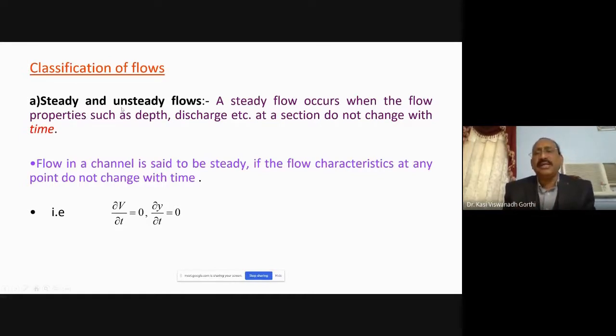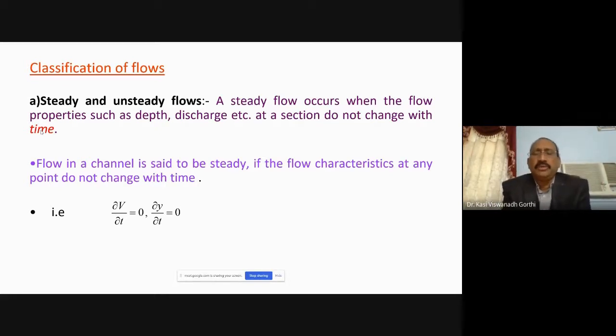A steady flow occurs when the flow properties such as depth of flow, discharge, etc. at a section do not change with respect to time. So you have a canal, and at a particular section, at 7 a.m. in the morning, you have identified that the velocity is 1 meter per second. At 8 a.m., once again, you measure the velocity as 1 meter per second.